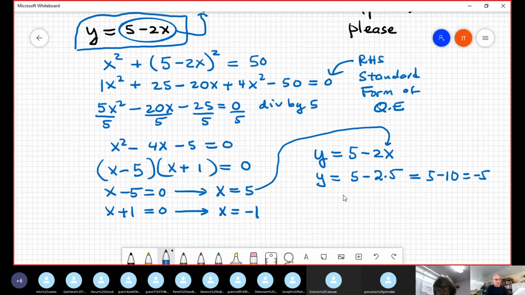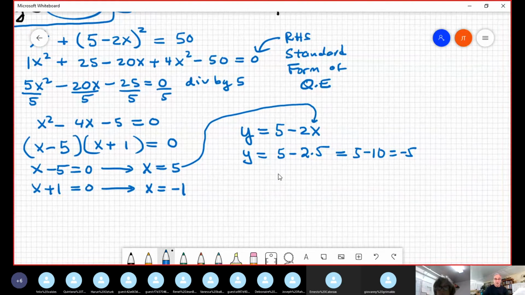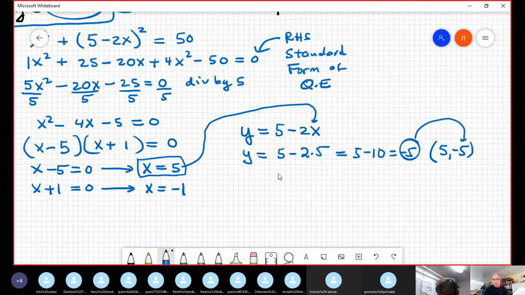Okay. Then in this moment, I take advantage to write the point. The point that we found was 5, negative 5. I copy 5 is the x value. Y value is negative 5. Okay. Negative 5, I copy here.